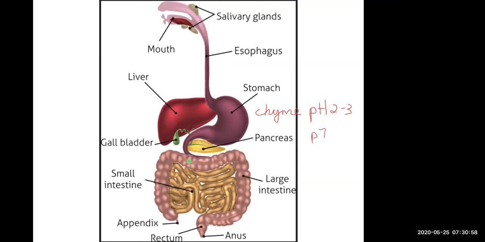pH 7 is neutral. A pH of anything greater than 7, so like 8 or 9, is considered to be basic. So you've got the scale going from 0 to 14. Anything under 7 is acidic. Anything over 7 is basic or alkaline.